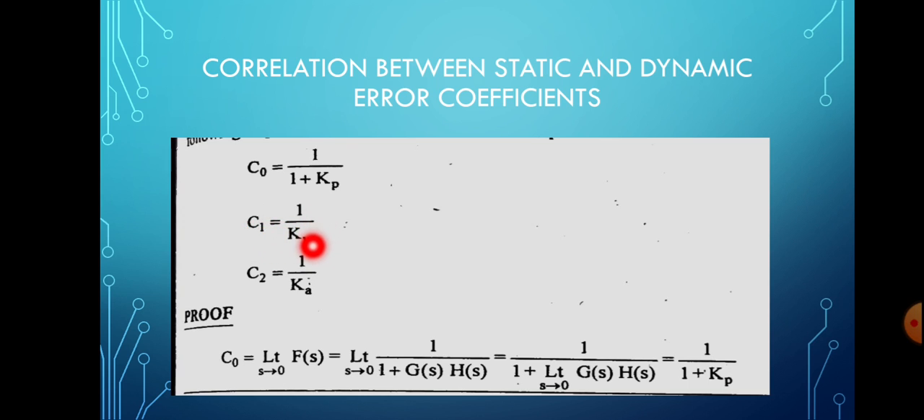C1 equal to 1 by Kv, that you should do yourself. First take the equation for C1, that means C1 will be equal to the limit s tends to 0 of d by ds of f of s, and then apply the limit s tends to 0 to f dash of s. First of all, you should find the f dash of s and you will get this equation. So remember the relationship between these three quantities: C0 is related to Kp by 1 by 1 plus Kp, C1 is related to Kv by 1 by Kv, C2 is related to Ka by 1 by Ka.